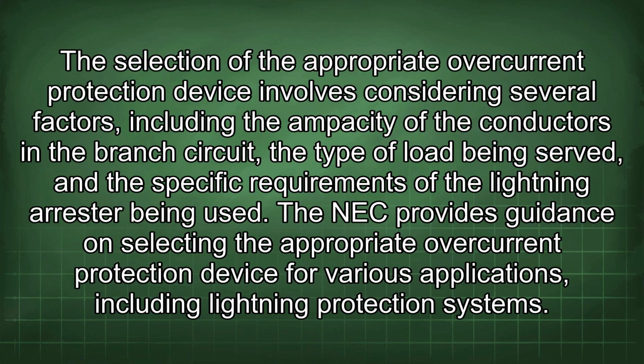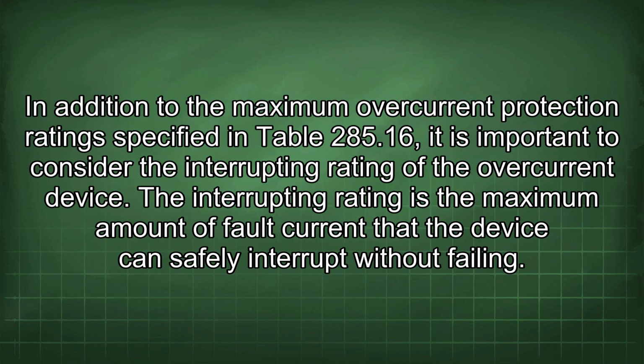The selection of the appropriate overcurrent protection device involves considering several factors, including the ampacity of the conductors in the branch circuit, the type of load being served, and the specific requirements of the lightning arrestor being used. The NEC provides guidance on selecting the appropriate overcurrent protection device for various applications, including lightning protection systems. In addition to the maximum overcurrent protection rating specified in Table 285.16, it is important to consider the interrupting rating of the overcurrent device.